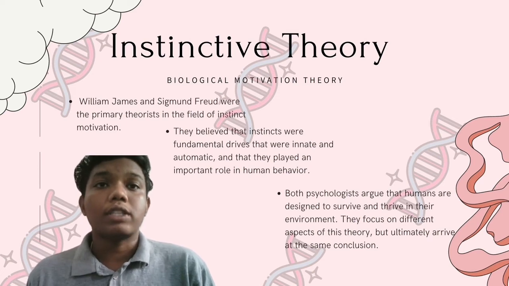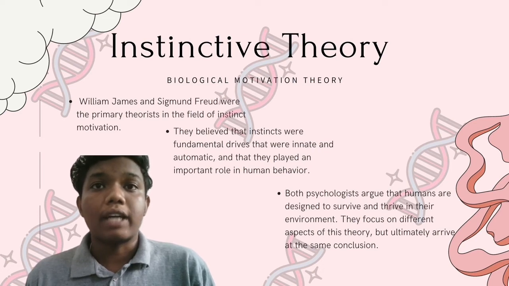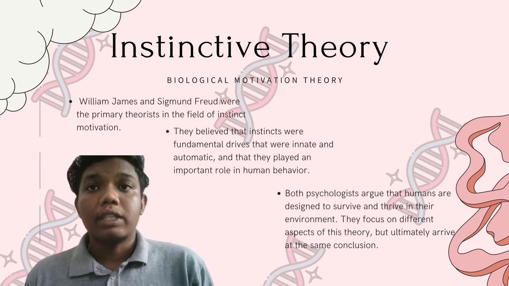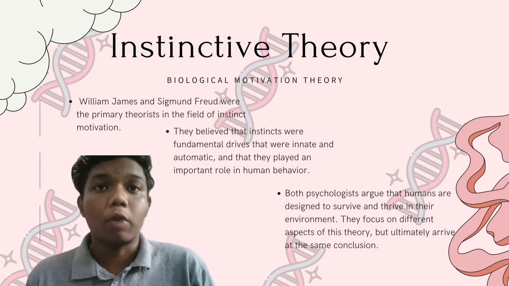Both psychologists argue that humans are designed to survive and thrive in their environment. They focus on different aspects of this theory, but ultimately arrive at the same conclusion: their behavior will reflect their will to survive. But there are many different factors that influence human behavior, and it is hard to say which is most important.